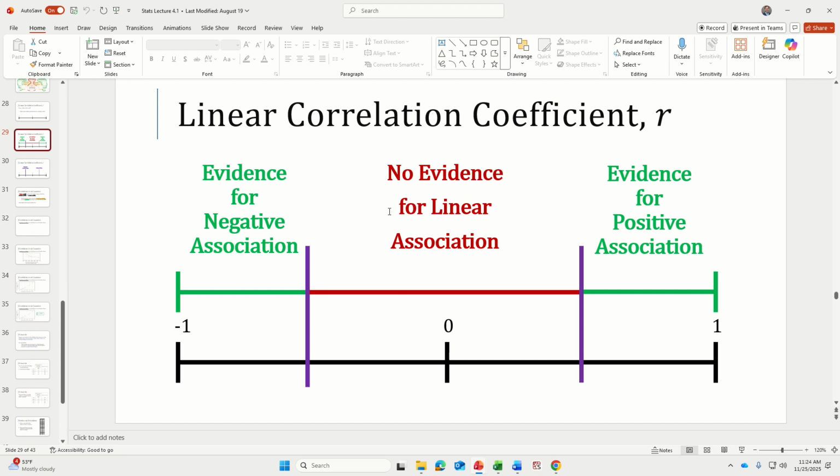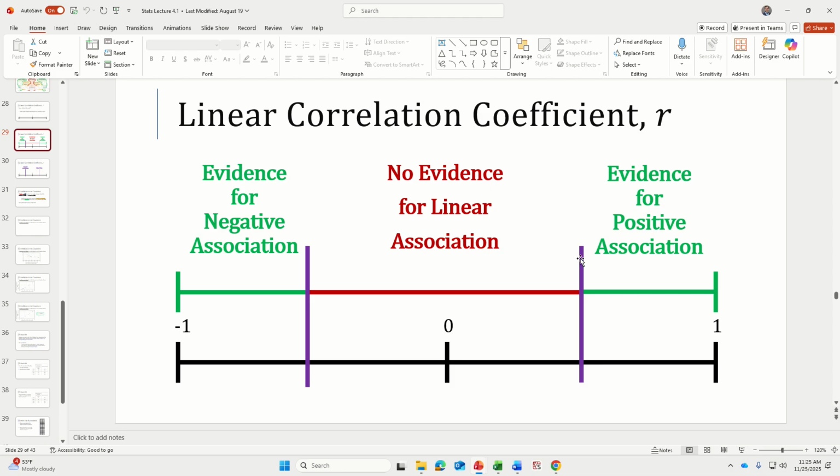We can talk about doing hypothesis tests, right? If you have two statistics or two variable statistics, you can do a hypothesis test about whether or not there's an association between variables. And a hypothesis test would look like this.